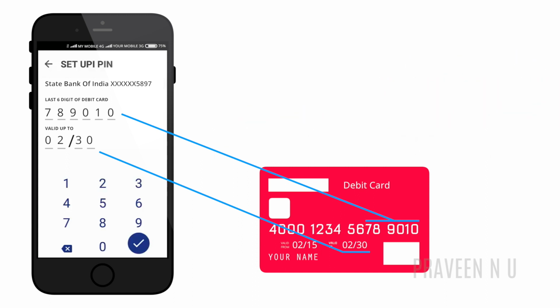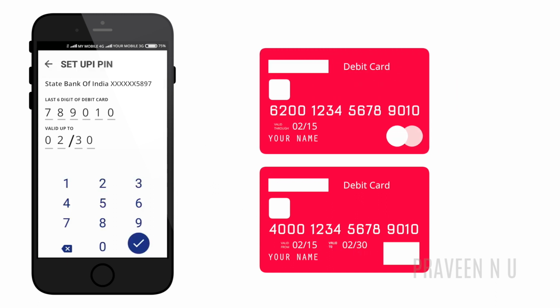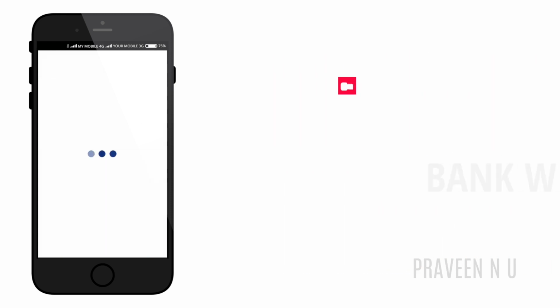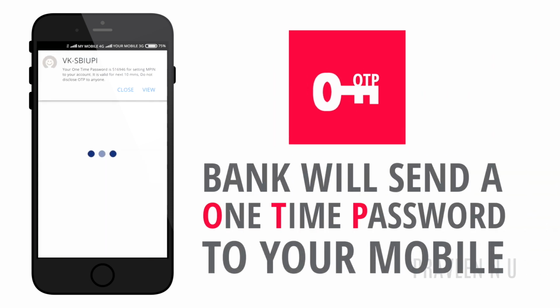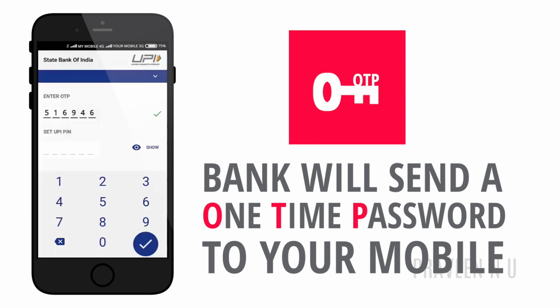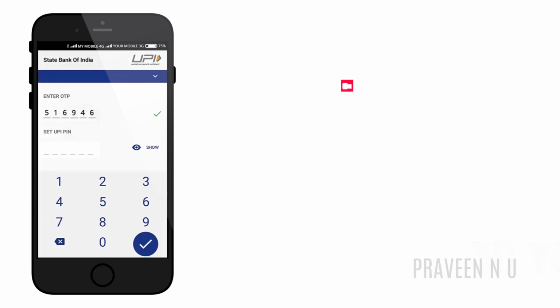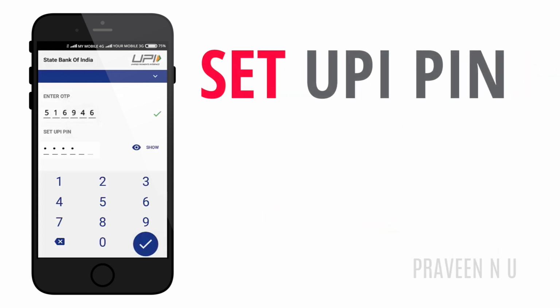Cards like RuPay and Visa show the expiry date on them, but MasterCards normally won't display it. So those who use MasterCards can enter 0149 or 1249 to get the registration completed. Once we are done, the bank will send an OTP, that is a one-time password, as an SMS to our mobile. Most of the apps read the OTP automatically. Now we can set our UPI PIN. Enter a proper PIN and confirm it once again.